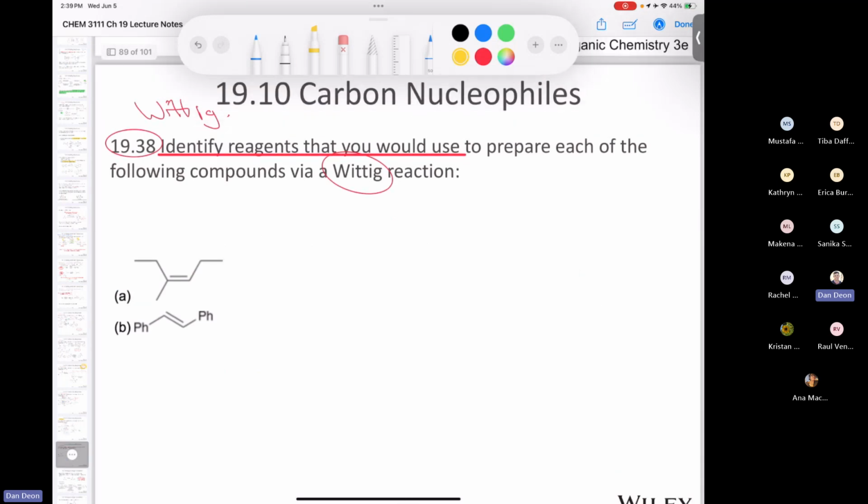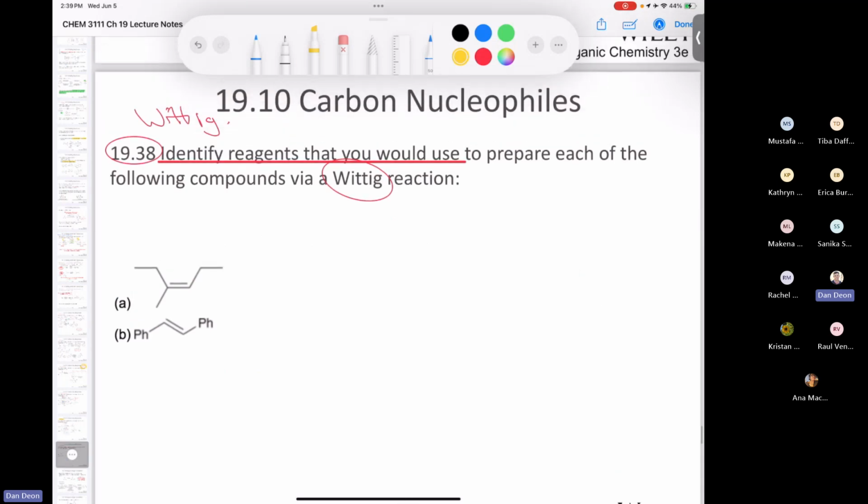And the last one involves a Wittig reaction as well. And this is that question that I was telling you about. This is an ACS/MCAT/DAT type problem. They love this problem, okay? Where they give you some kind of unsymmetrical alkene, and they say, if you wanted to make this double bond using a Wittig reaction, how would you do it? Okay, you got two possibilities.